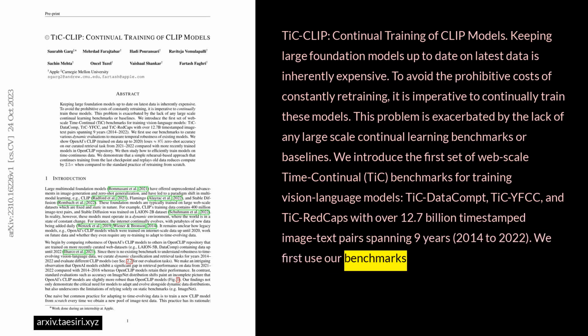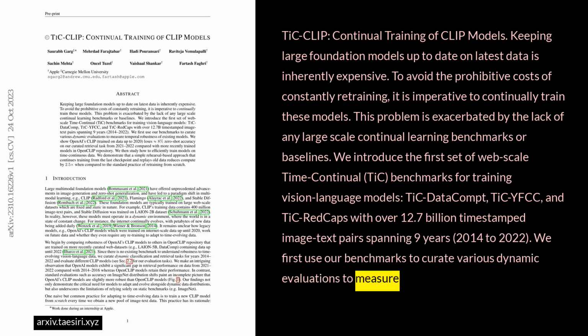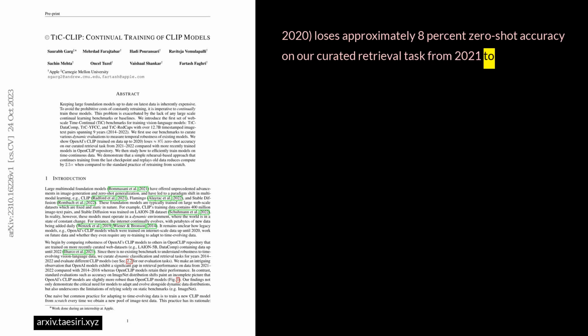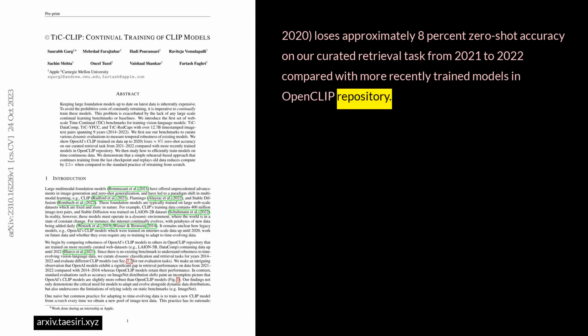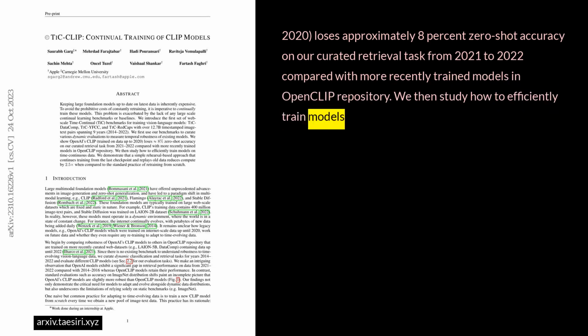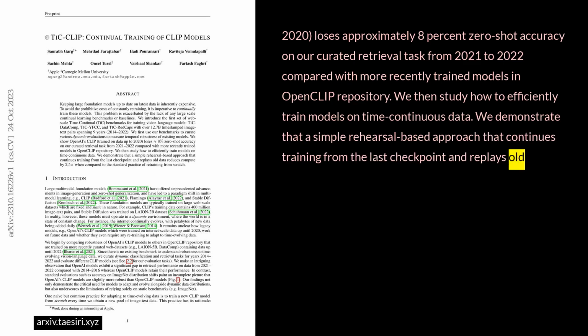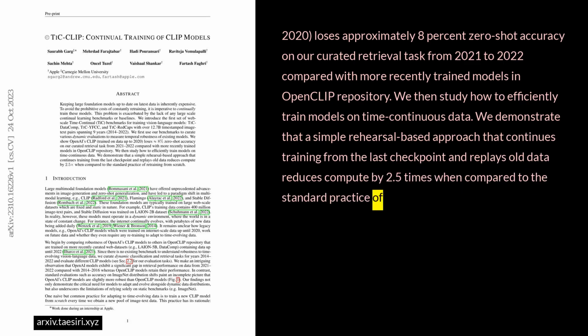We first use our benchmarks to curate various dynamic evaluations to measure temporal robustness of existing models. We show OpenAI's CLIP, trained on data up to 2020, loses approximately 8% zero-shot accuracy on our curated retrieval task from 2021 to 2022, compared with more recently trained models in the OpenCLIP repository. We then study how to efficiently train models on time-continuous data. We demonstrate that a simple rehearsal-based approach that continues training from the last checkpoint and replays old data reduces compute by 2.5 times when compared to the standard practice of retraining from scratch.